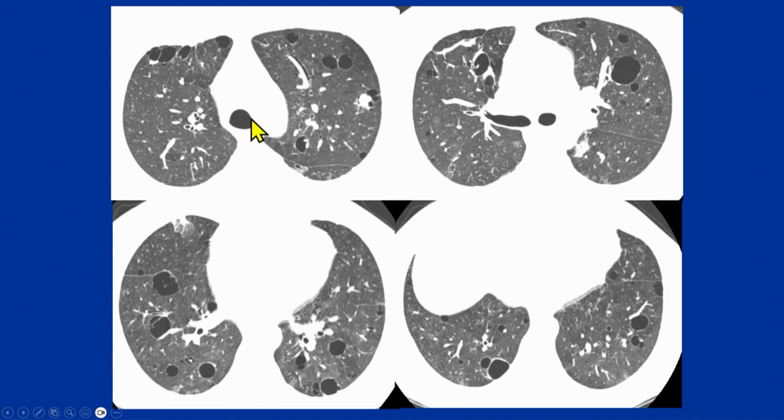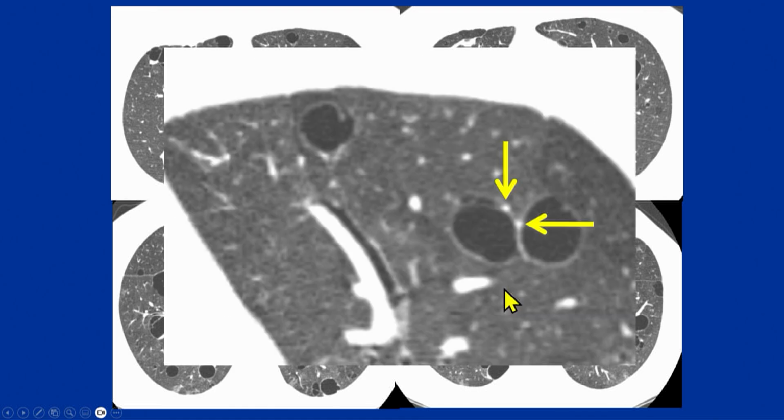Also not uncommon to see concomitant nodules and patchy ground glass opacities, as we see here. Because these cysts tend to be parabronchovascular, not uncommon to see this pericystic dot as well, which is the adjacent vessel.